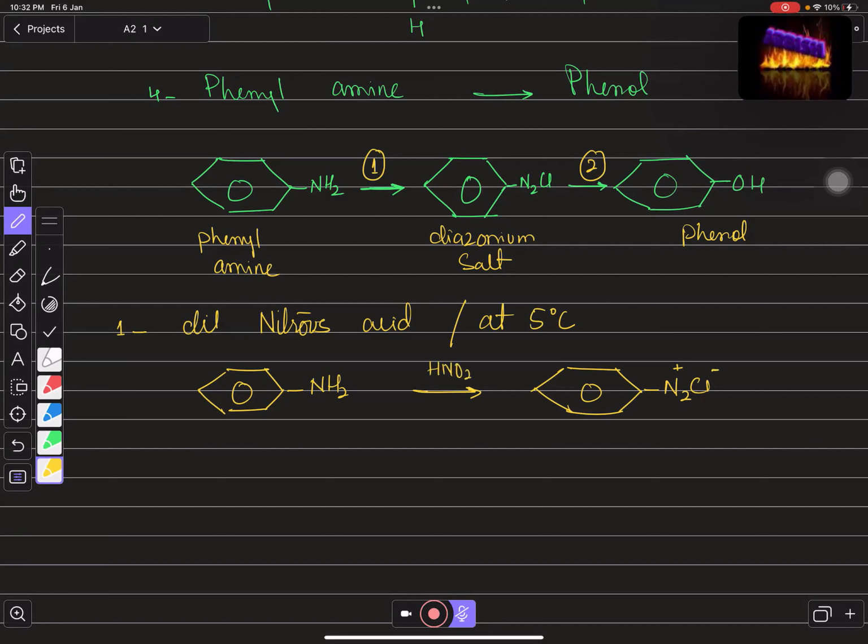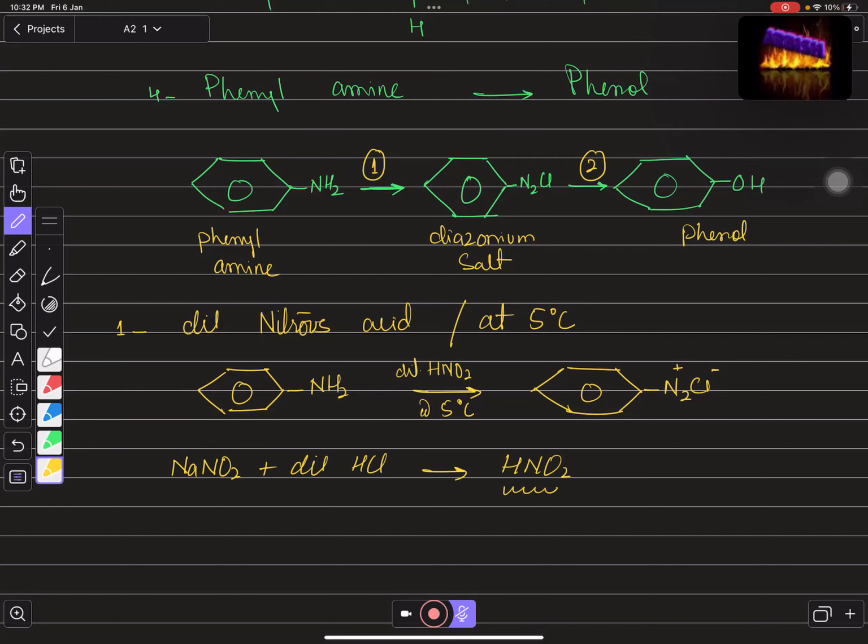This is HNO2, right? And it should be dilute HNO2 at 5 degrees Celsius temperature, right? And suppose you don't have HNO2, so how can we get this? For this, you need to have sodium nitrite, right? And when you react it with dilute hydrochloric acid, it will form what? HNO2, right? क्या बना लेगा बच्चों ये? HNO2 बना लेगा. So जब HNO2 बनेगा, so you can use this.